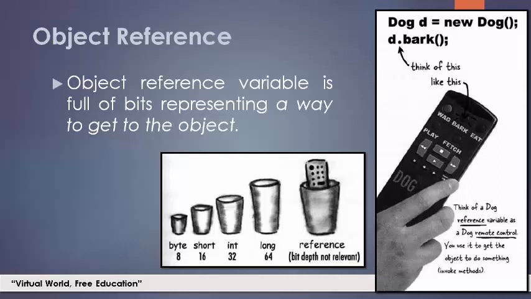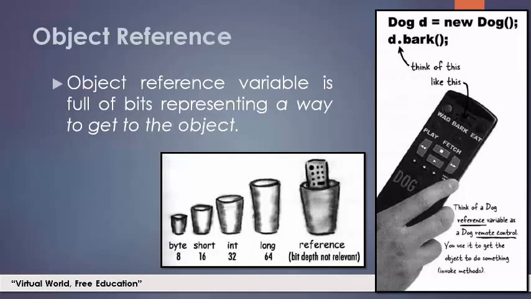In Java, you cannot stuff an object into a variable. As you already know, a primitive variable is full of bits representing the actual value of the variable. But an object reference variable is full of bits representing a way to get the object. Remember how you used the dot operator? You use the dot operator on a reference variable to say, use the thing before the dot to get the thing after the dot. For example, let's take this object d created from the class Dog. Now this d.bark means use the object referenced by the variable d to invoke the bark method.